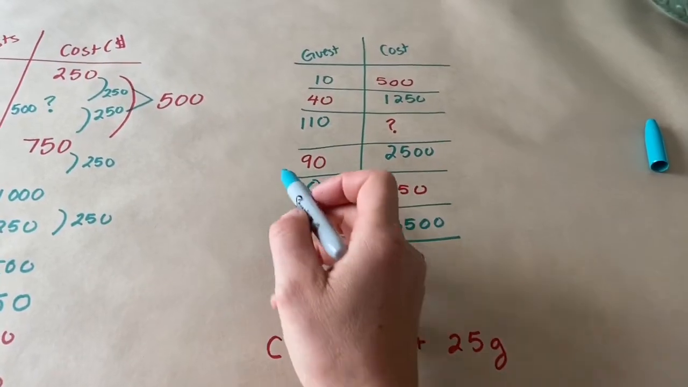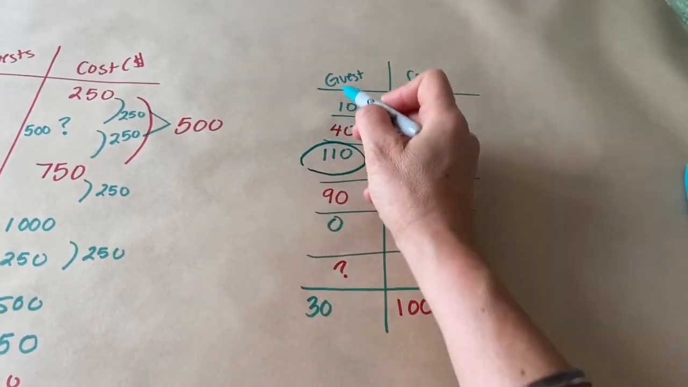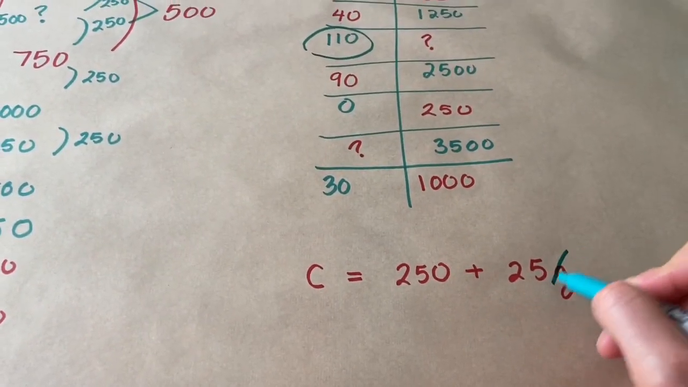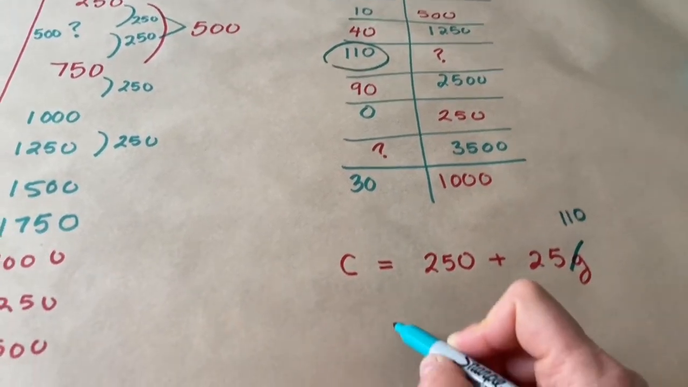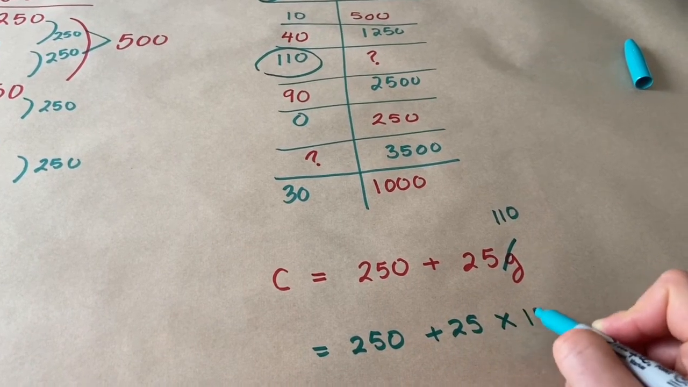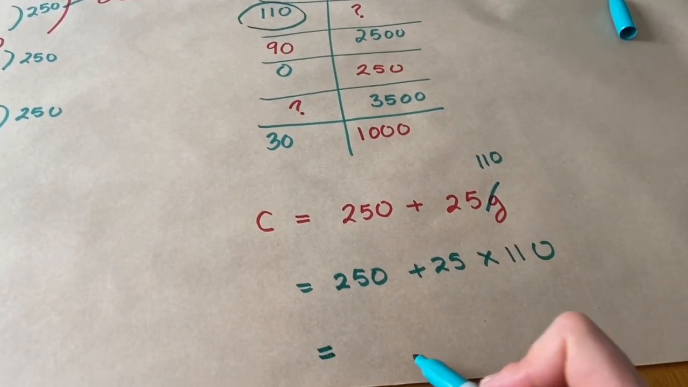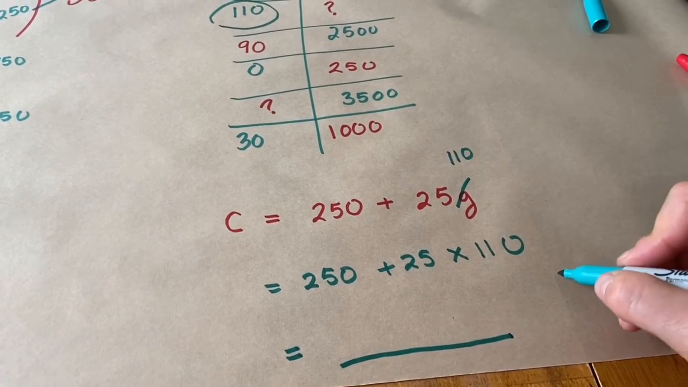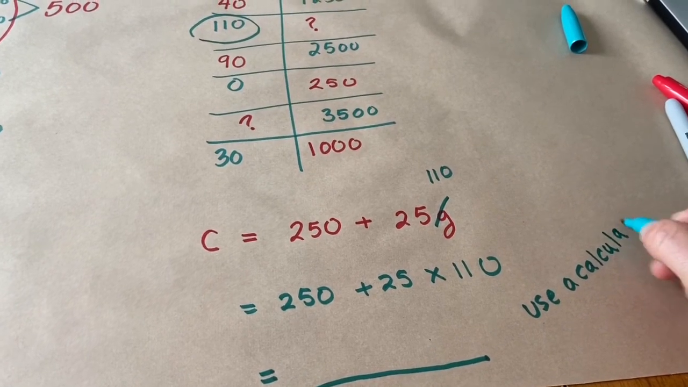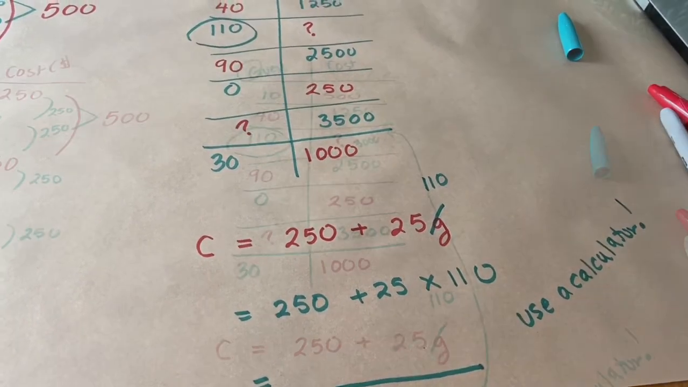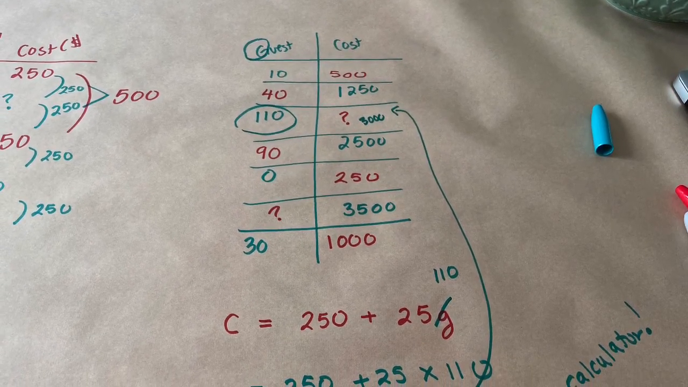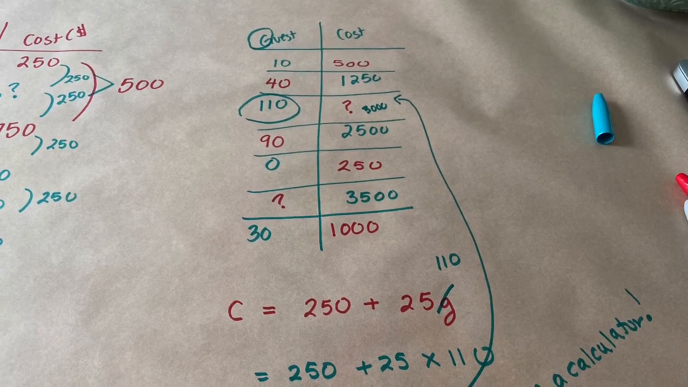And we're going to use that equation to help us finish the table of values. So for example, if we have 110 guests, that means our G needs to be 110. We can use the equation. So that means that our cost would be 250 plus 25 times 110. And we can find that answer by using a calculator. And when we use our calculator, we see that the answer is 3,000, and we can put that 3,000 into the table of values.